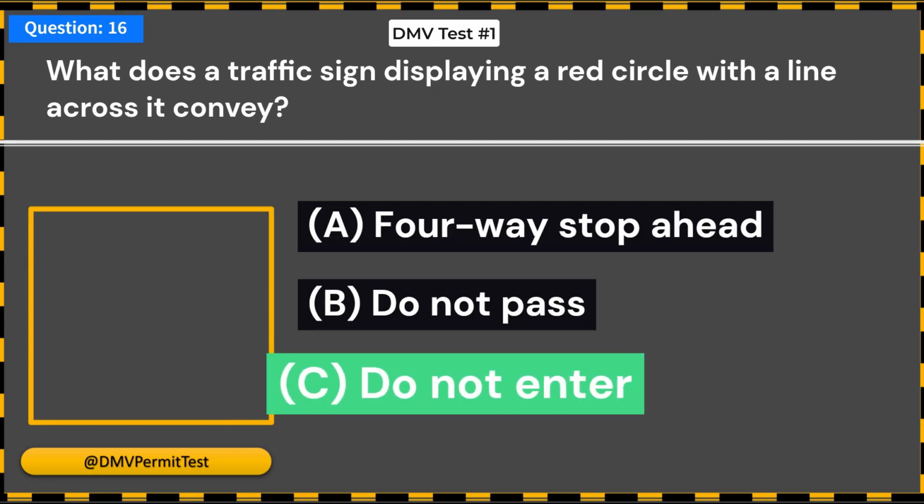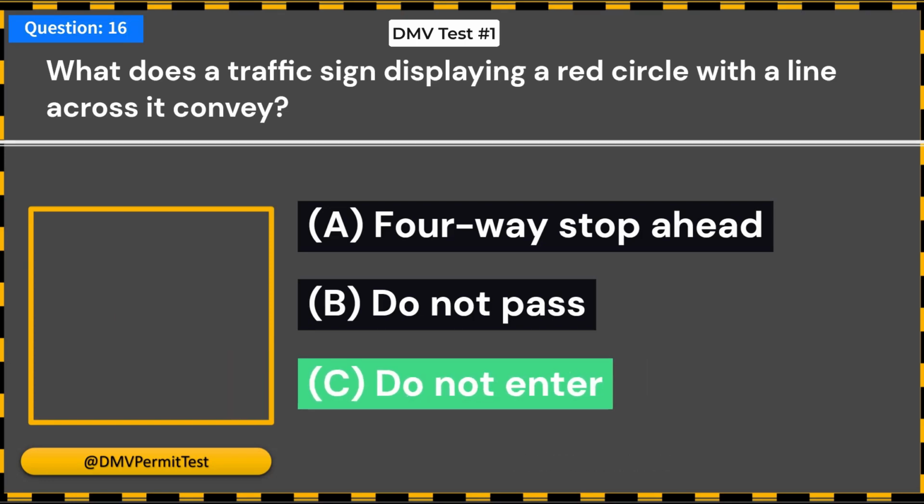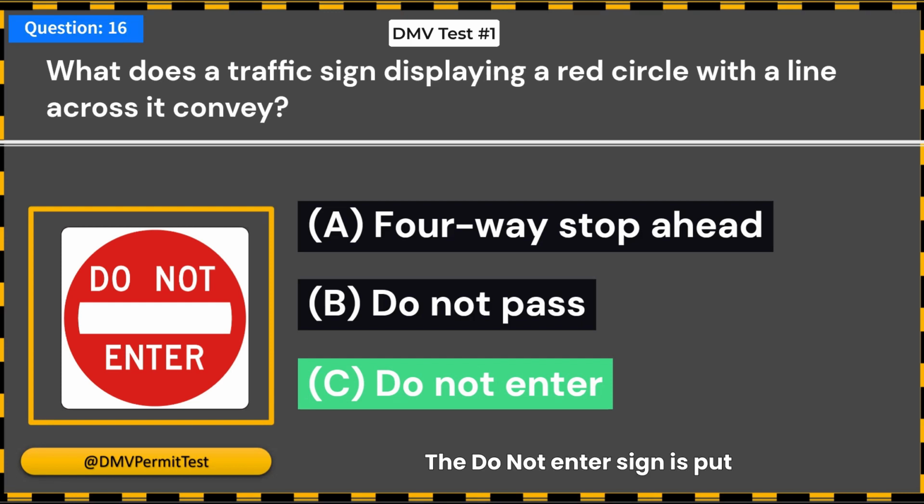Correct answer, C. Do not enter. The do not enter sign is put at the beginning of one-way streets and ramps. When you see this sign, do not drive onto that street or ramp in the direction you are heading.